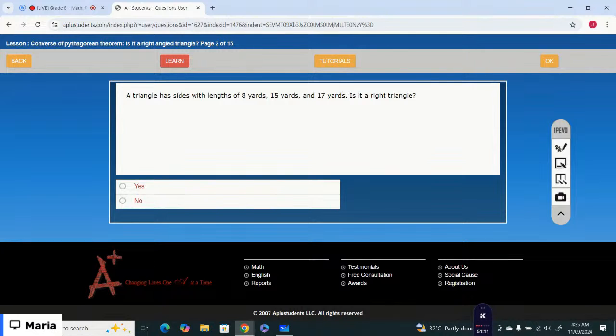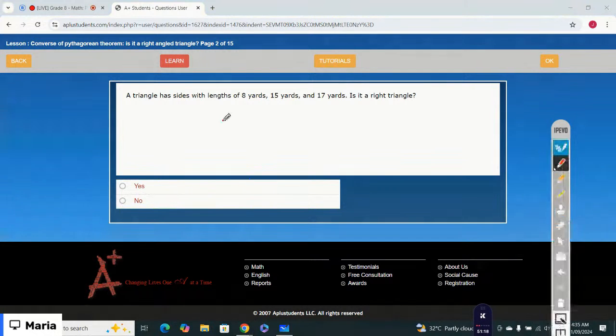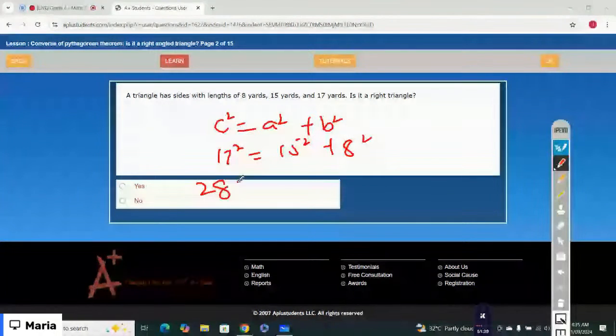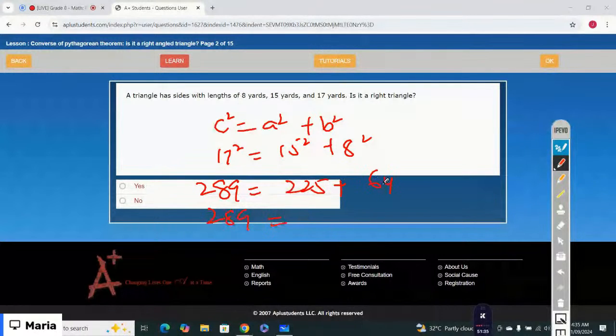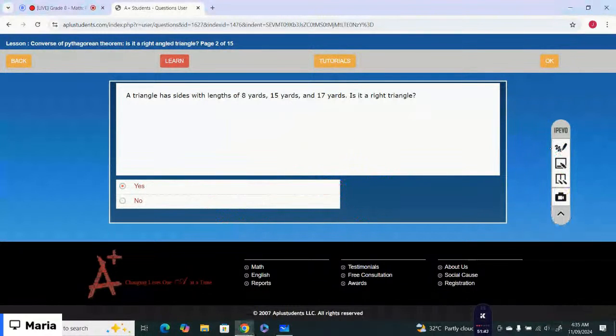A triangle has side lengths of 8 yards, 15 yards and 17 yards. Is this a right angle triangle? Let's just see. That is C square equals A square plus B square. So 17 square equals 15 square plus 8 square, right? So 17 square is 289, 15 square is 225 and 8 square is 64. So yes, they are exactly equal. So yes, that is a right angle triangle. The correct option is yes, it is.